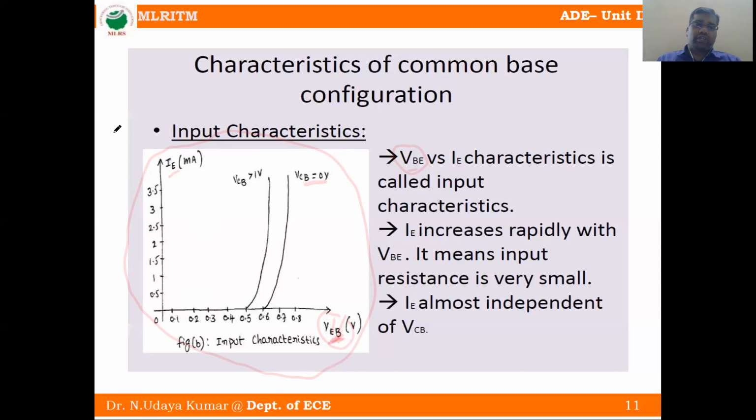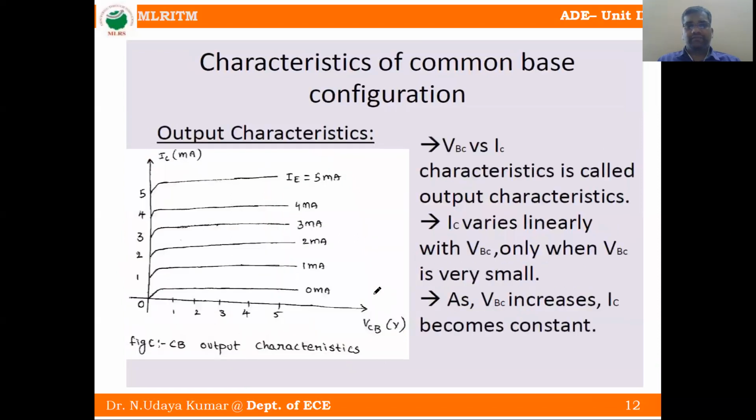So emitter current increases rapidly, like this perpendicular line. Generally, it looks like a PN junction diode. It is similar to PN junction diode characteristics, because this is the first junction characteristics when VCB is equal to 0. Now we will go for output characteristics.